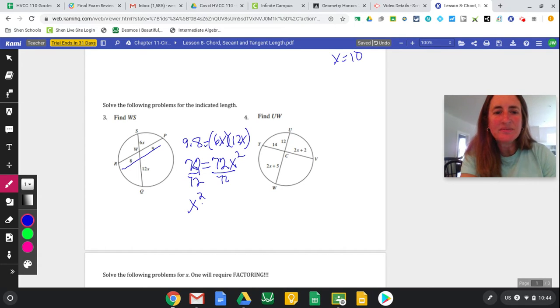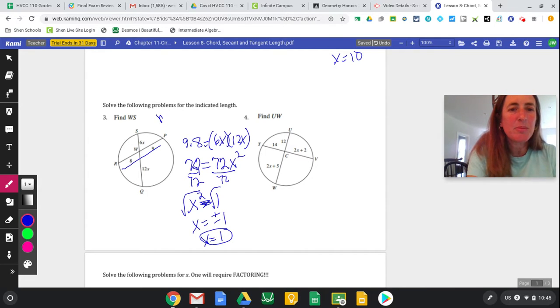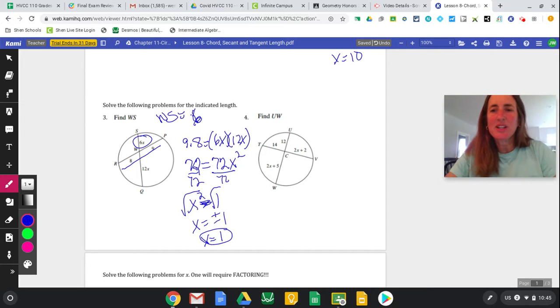Equals 1. Oh, shoot. Internet issues. And then I'm going to take the square root of both sides. Now remember, there's got to be 2 answers. So when you take the square root, it's plus or minus 1. But that's kind of naughty because we're talking about the length of a side or a segment. So we're going to reject the negative and keep the positive. So your x is 1. Oh, wait, they want us to find WS, people. WS is 1 times 6, so 6. Oh, I'm frozen. 6 is your answer.